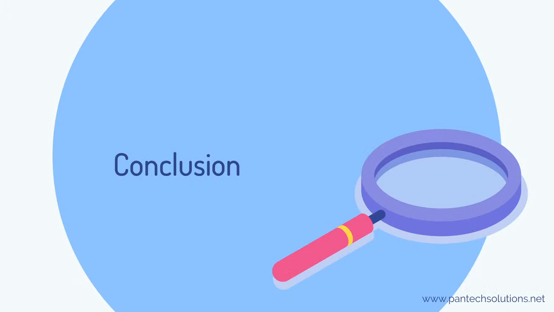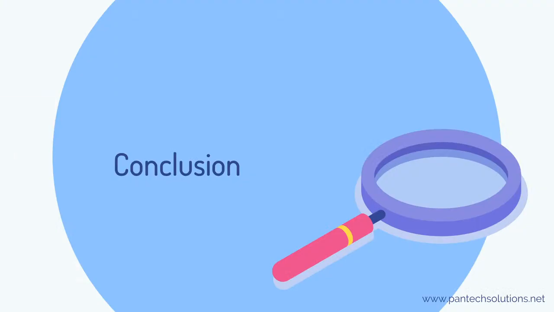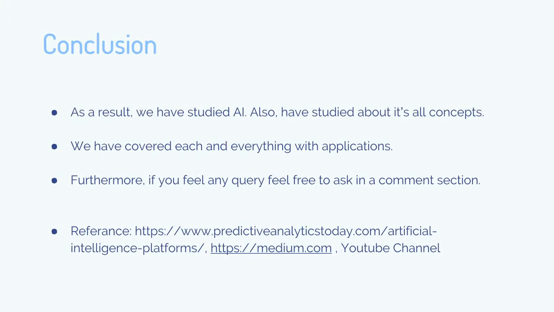Then the conclusion. I hope everybody understood about AI technologies, AI agents, and AI platforms also. These are the things we need to know if you want to know about artificial intelligence technology. As the result, we studied about AI and the concepts covered with each and every application. Furthermore, if you need, feel free to ask your doubts in the comment section. I will reply to you.